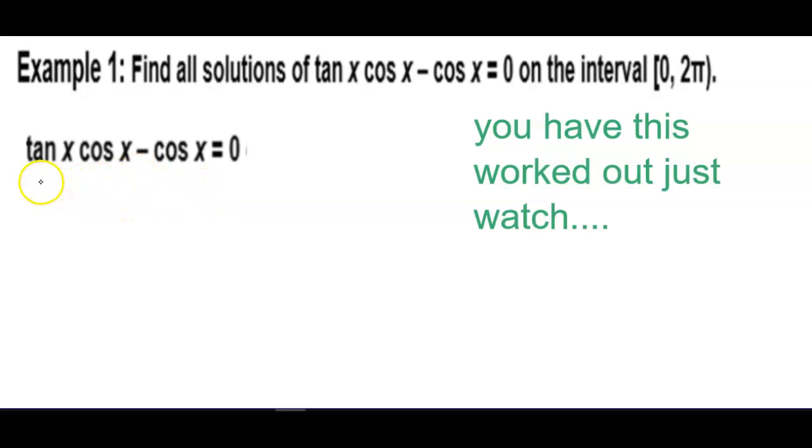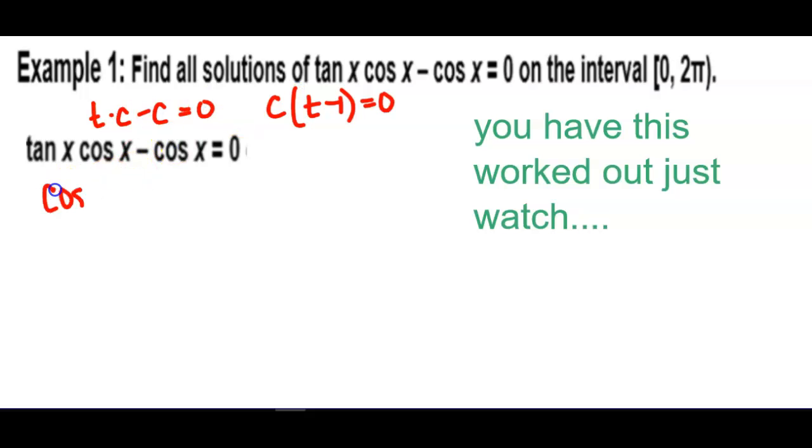But what you need to do is factor out, okay? It's like, if it said here, t times c minus c equals 0, you could take a c out of both and you'd have t minus 1. It's the same thing we're going to do here.